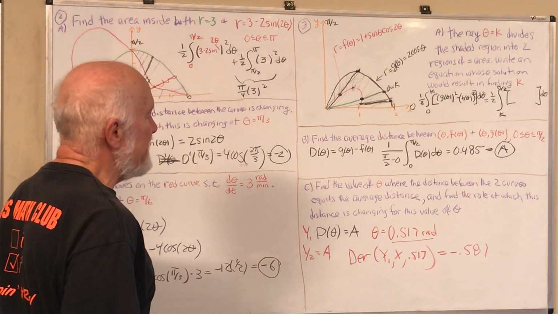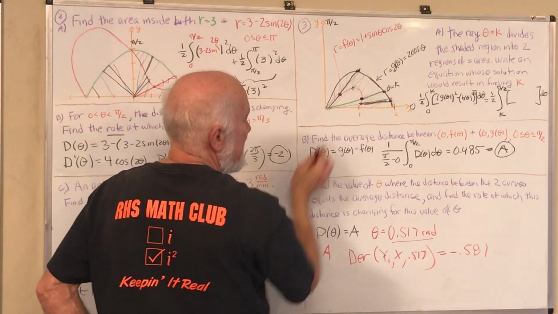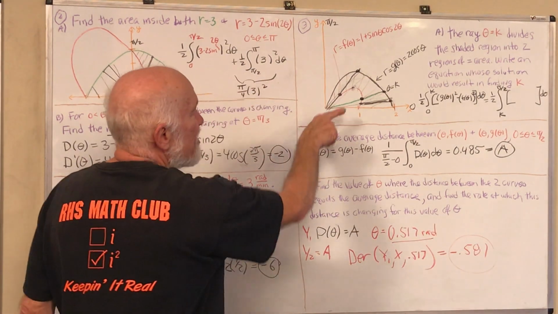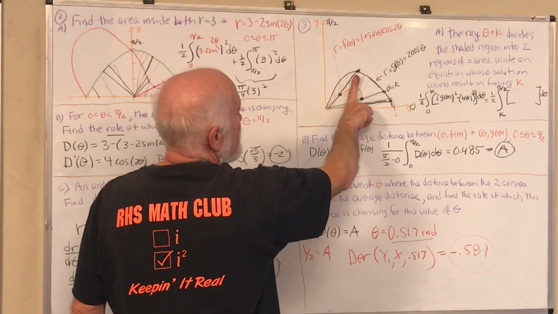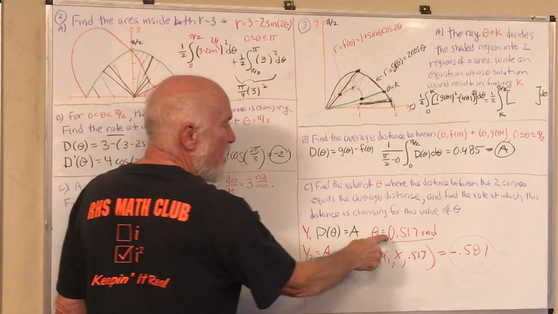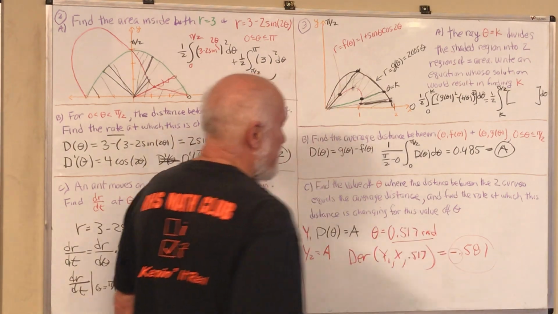So what does that mean? That means at this point right here, this is the rate at which this distance is getting smaller. So you can see it is getting smaller. In fact, it looks like it's getting smaller the whole time. So no matter what angle you put in there, you'd probably end up with a negative number.